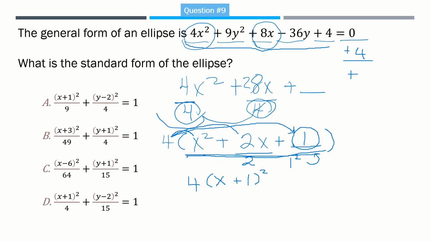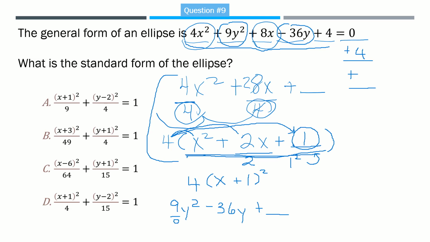So now I'm going to move on to the terms that have the y variable. Put those in order. 9y squared minus 36y plus, we need to figure out what we're adding here, and we're going to add it here. It's going to be a constant. We're going to look at this the same way we looked at completing the square with the x terms. We've got to make that first coefficient into a 1. So we need to divide this term by 9, divide this term by 9. So we're factoring out a 9.